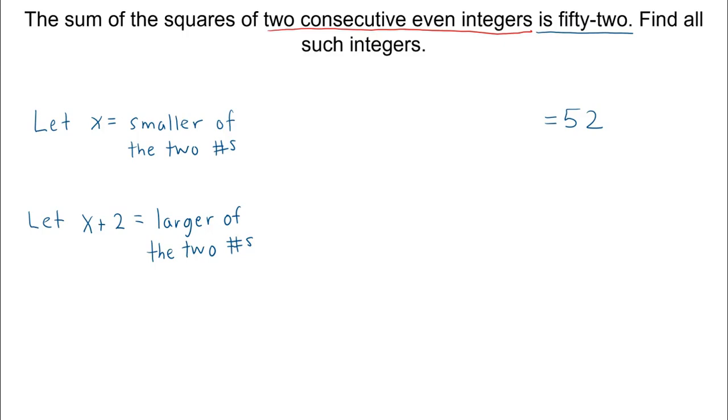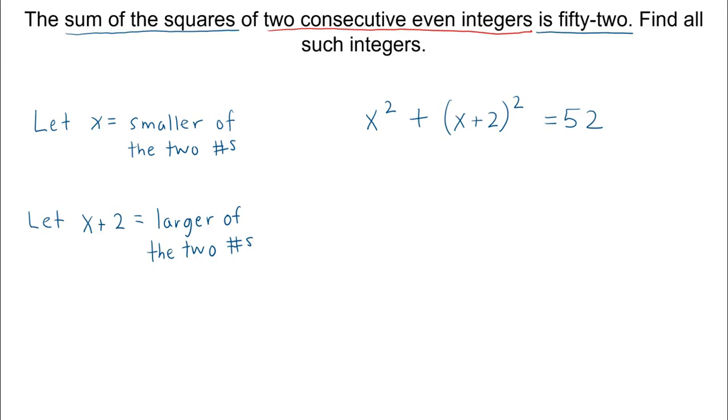Well, what is it that equals 52? It's the sum of the squares of those two numbers, x and x plus 2. If it's the sum of the squares, the sum means I'm going to have to add the two squares of those numbers together. When I square the first number, x, I get x squared. And when I square the second number, x plus 2, we get x plus 2 squared. So there is the sum of the squares of two consecutive even integers that equals 52.